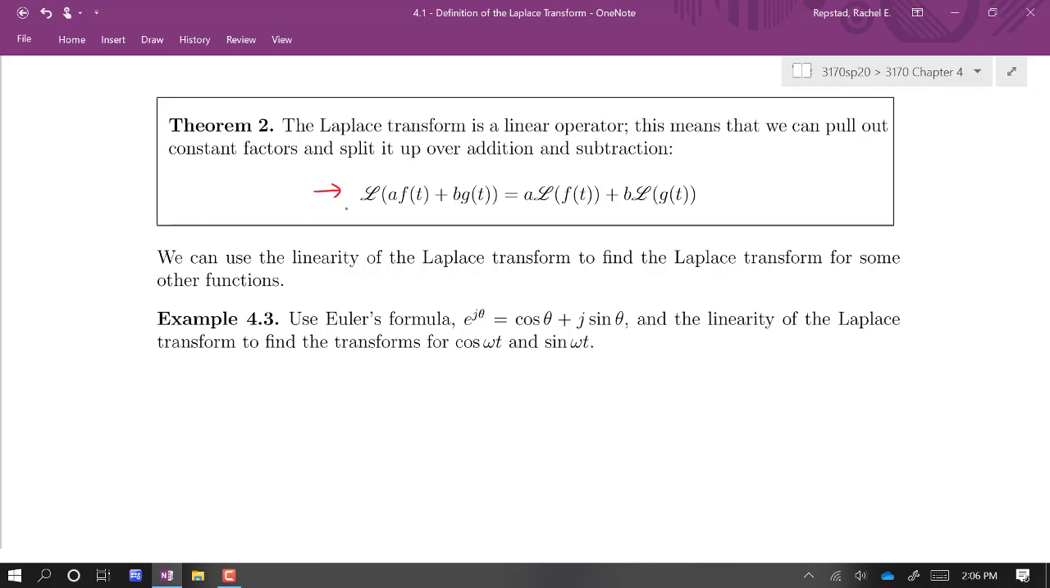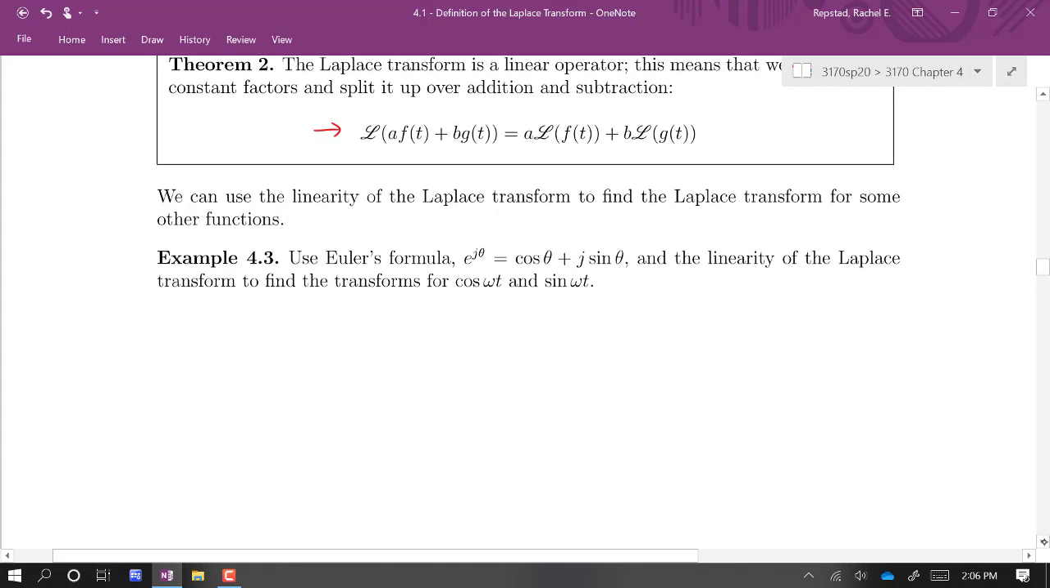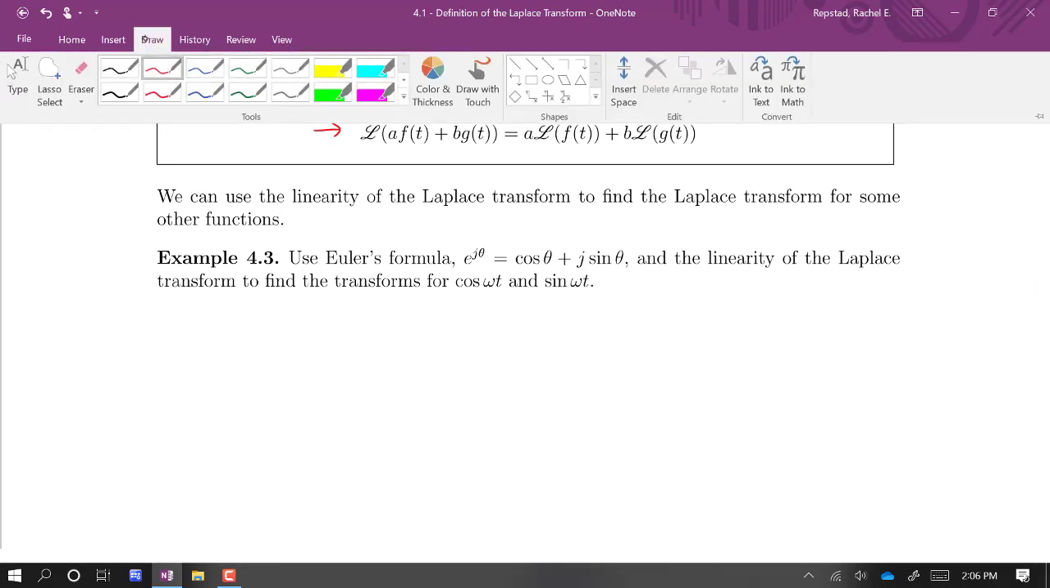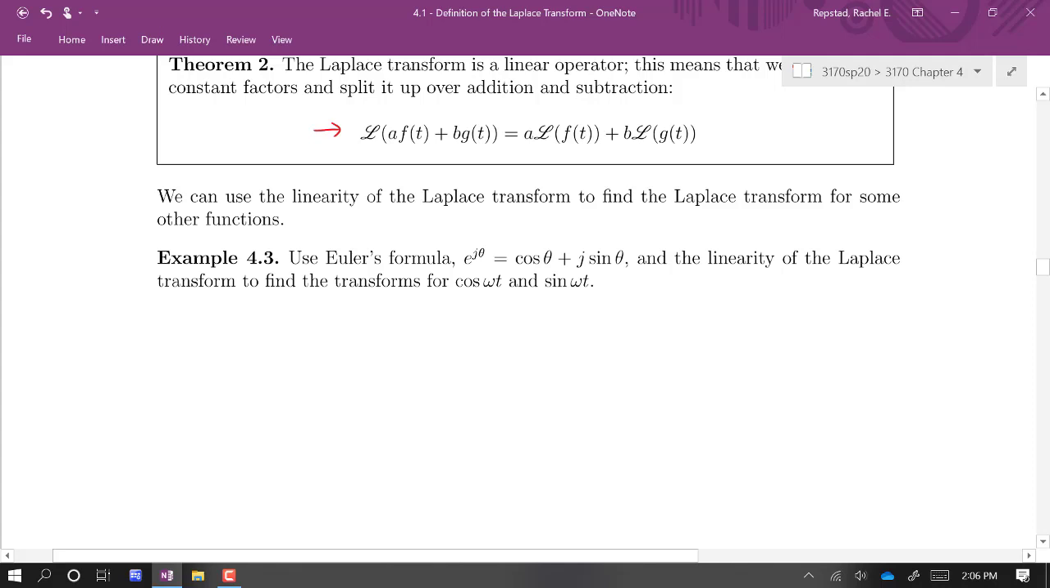So here's a really cool example of that. We're going to find the transforms for cosine omega t and sine omega t. Right, so we're going to do 2 of them. And we're going to use the fact that Laplace is linear, and we're going to use Euler's formula, that e to the j theta is equal to cosine theta plus j sine theta. You saw this in pre-calc or tech math, whichever one you took, if you took it at Vermont Tech, and maybe you've also seen it in some other courses, but this is one of Euler's most famous equations.